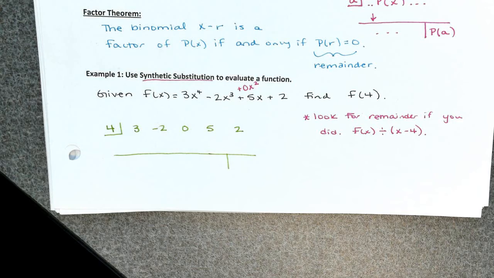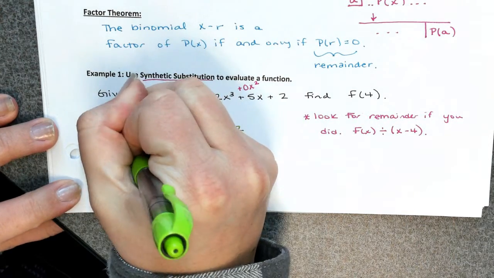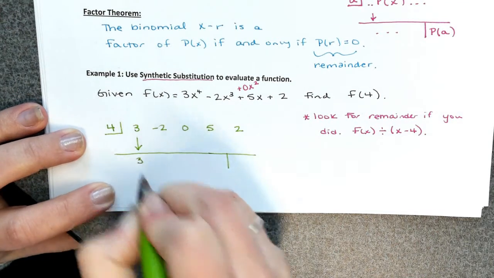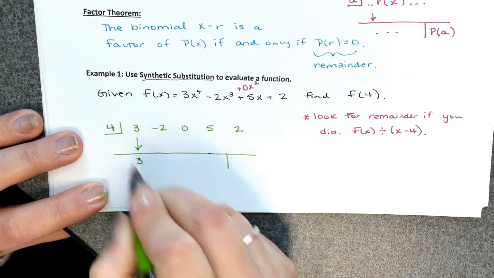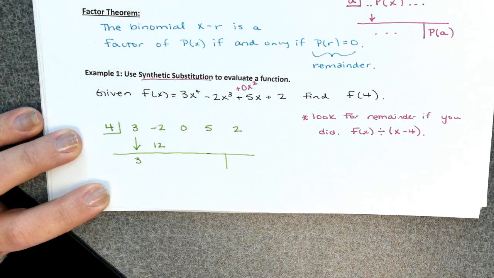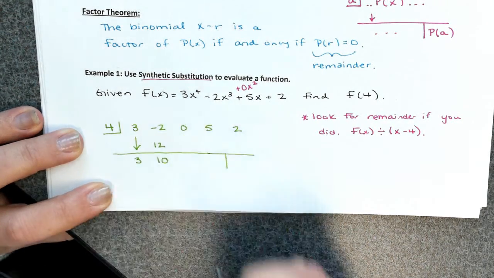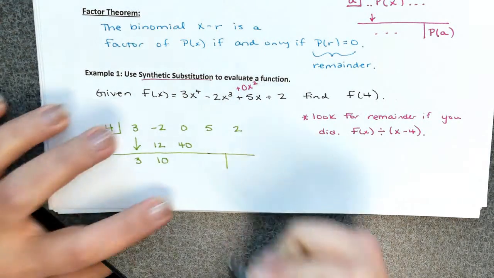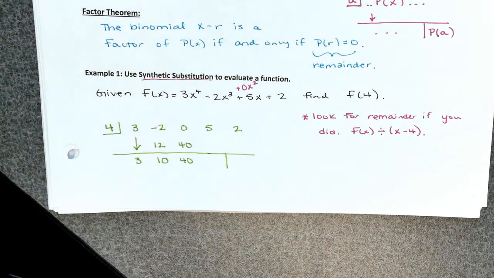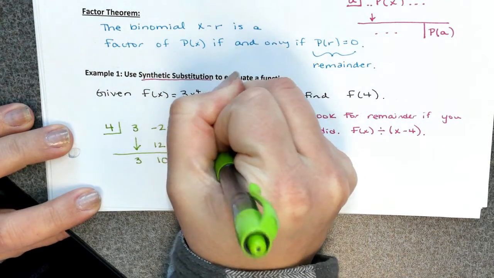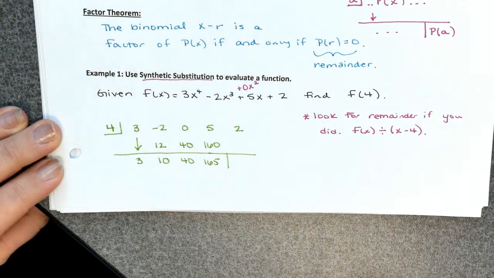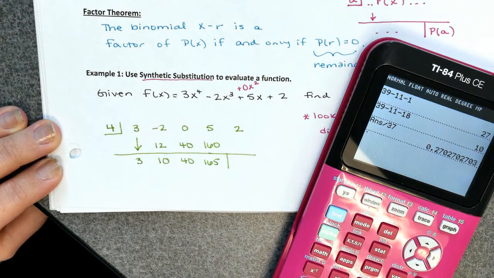Okay, so I double checked everything. Do synthetic substitution or synthetic division. Doesn't matter what way you look at it right now. It's the same thing. Bring down the 3. Multiply by the box. 3 times 4 is 12. Add them up. Negative 2 and 12 is 10. Multiply by the box, you get 40. Add them up. You get 40. Multiply by the box, 160. Add them up, 165. Multiply by the box. I don't know what that is, so I'm going to use a calculator. 660.